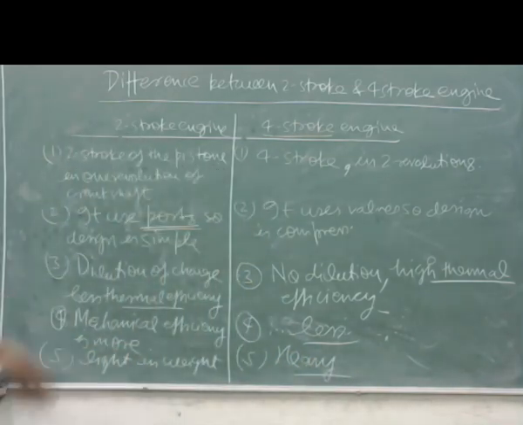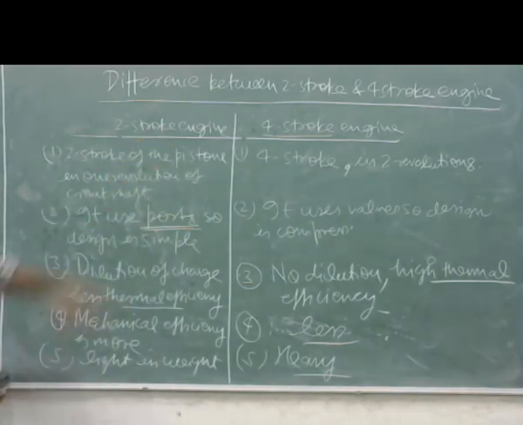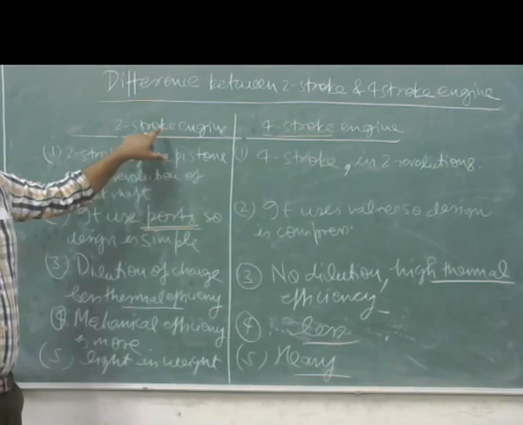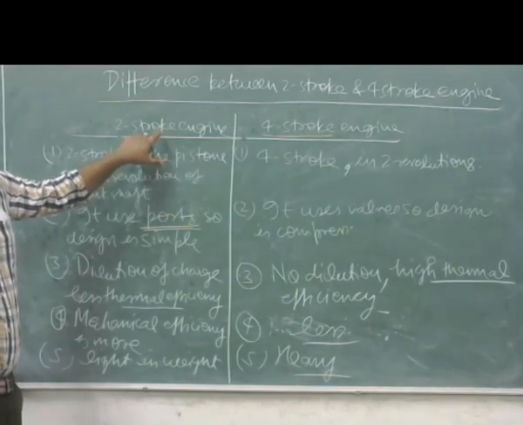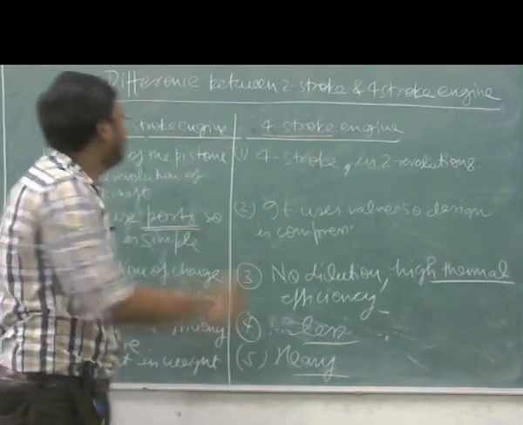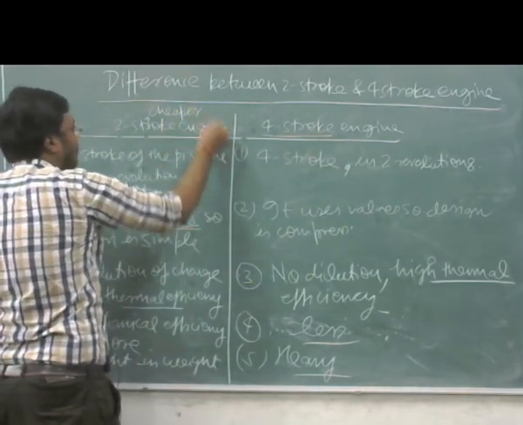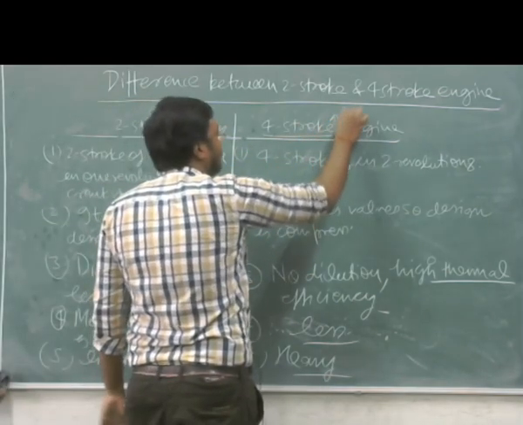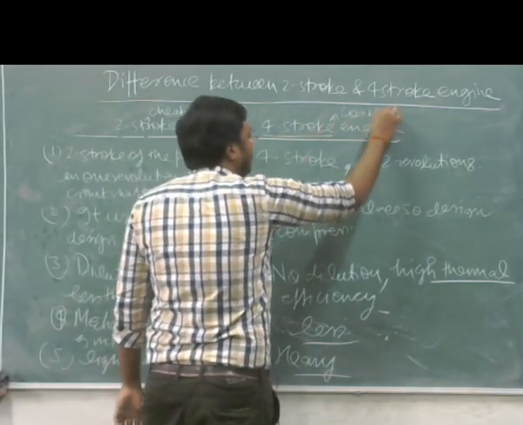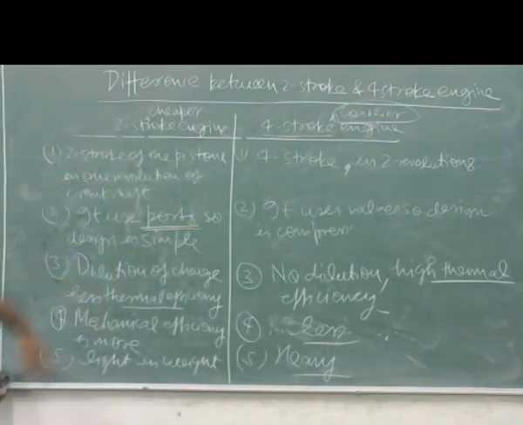Another point you can write: two-stroke engines are cheaper. These engines have fewer components, so they are cheaper and simpler in design, but four-stroke engines are costlier. So these are some basic differences you can write.